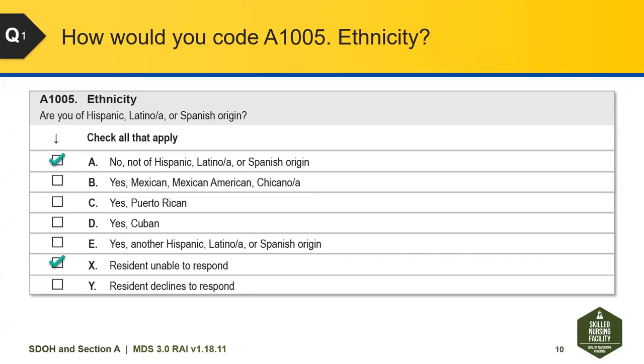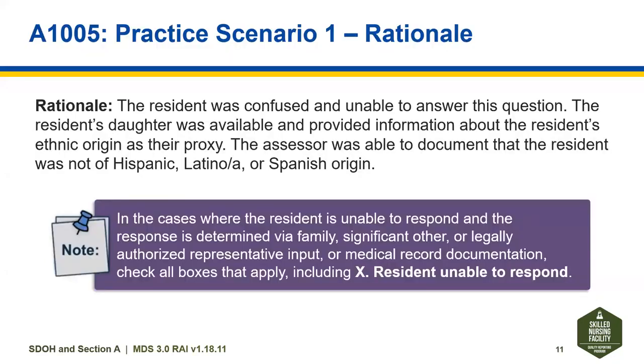The correct answer is to check A, no, not of Hispanic, Latino, Latina, or Spanish origin, and X, resident unable to respond. Codes A and X are checked because the resident was confused and unable to answer the question. The resident's daughter was available and provided information about the resident's ethnic origin. Therefore, the assessor was able to document that the resident was not of Hispanic, Latino, Latina, or Spanish origin.